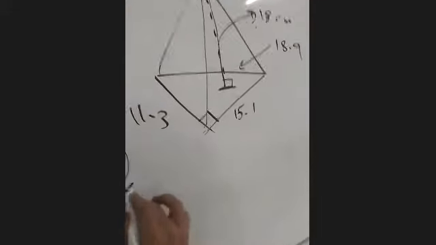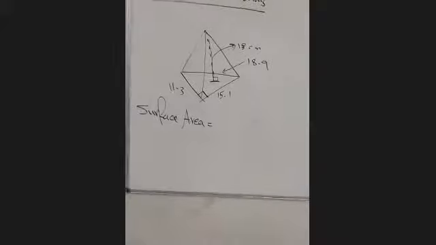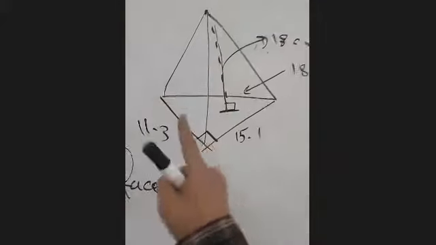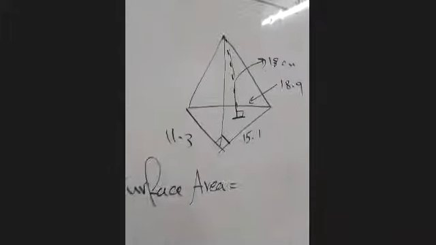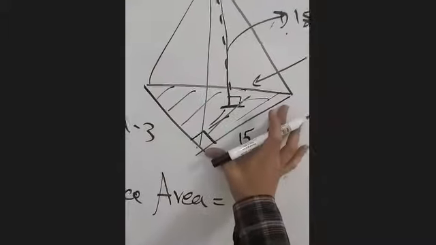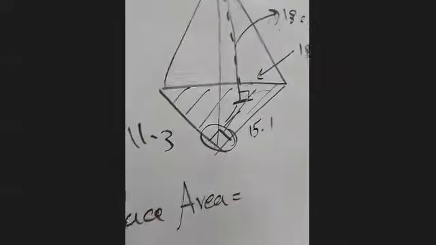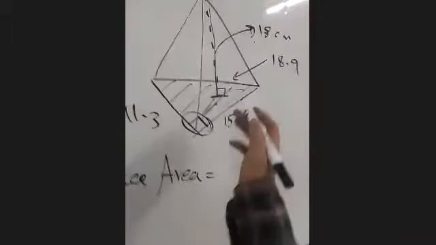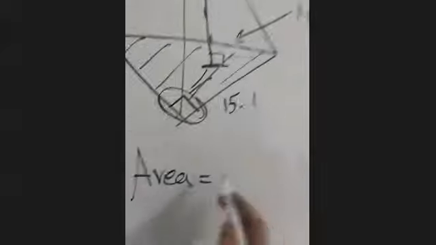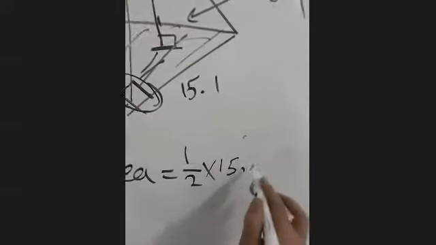Surface area. Now, how many triangles do we have here? Here we have 4 triangles. One at the bottom and 3 triangles around, right? Yes. Now, let's start with the triangle on the bottom, the floor. Its base is 15.1 and its height is 11.3. Why? Because we have a right angle here, right? So the area of the first triangle, down on the floor, is half multiply its base 15.1 multiply its height 11.3.